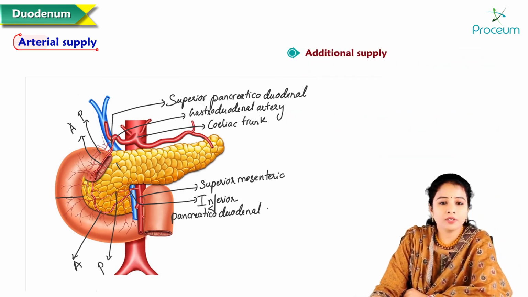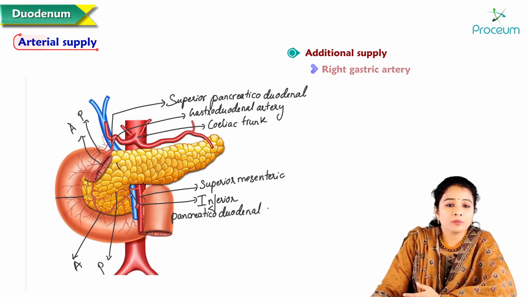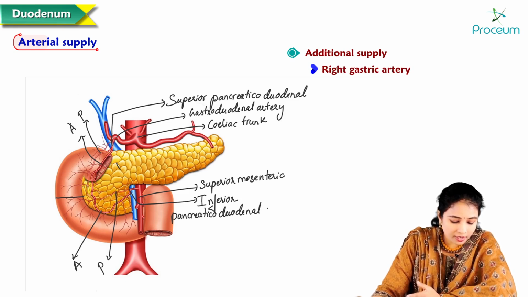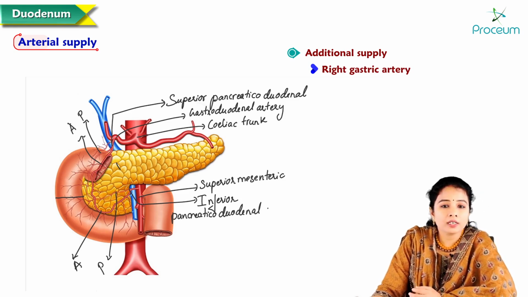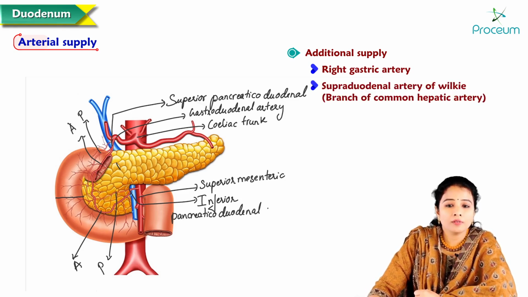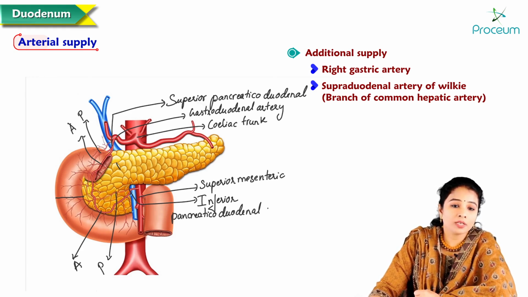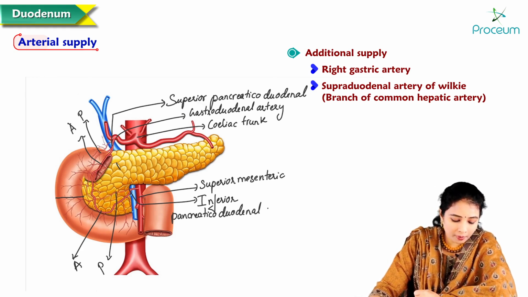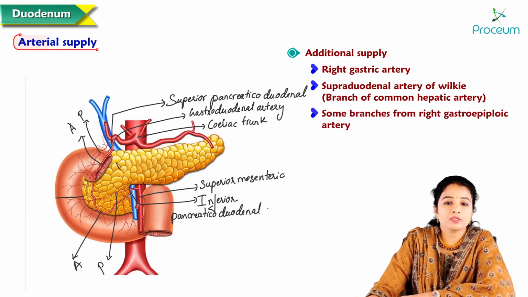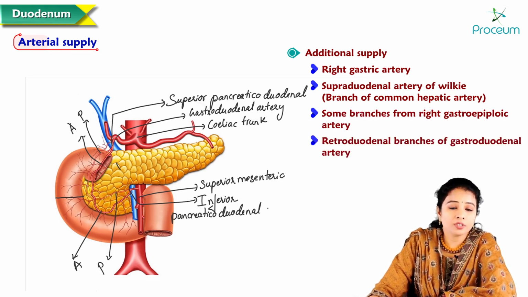Additional supply of the duodenum is to the first part of the duodenum from the right gastric artery. So the right gastric artery also supplies the little first part of duodenum and also supraduodenal artery of Wilkie. Supraduodenal artery of Wilkie, it is a branch of common hepatic artery. So common hepatic artery is again a branch of celiac trunk. And some branches of right gastroepiploic arteries and retroduodenal branches of gastroduodenal artery also supply the duodenum.